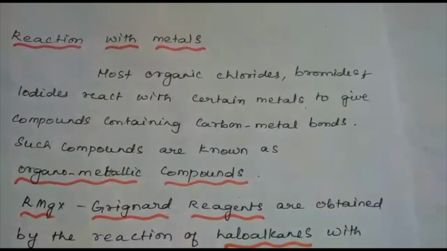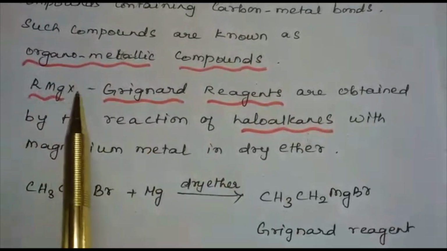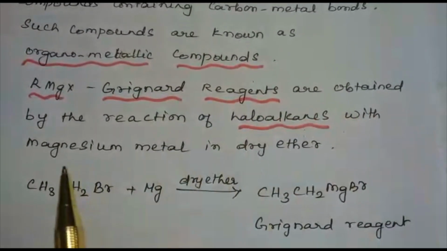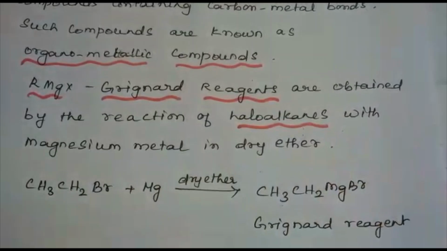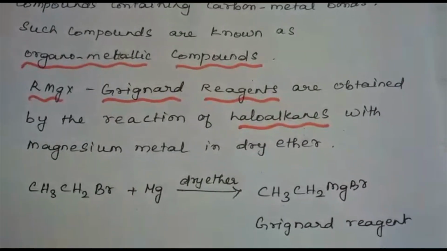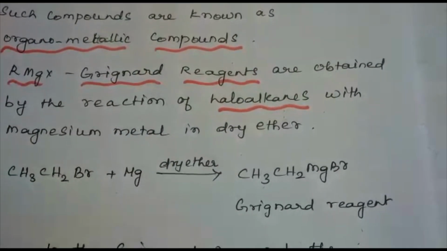Here we are going to discuss Grignard reagent. RMgX is known as Grignard reagent. They are obtained by the reaction of haloalkanes with magnesium metal in dry ether. What do you mean by dry ether? Dry ether is diethyl ether that is entirely free from water.